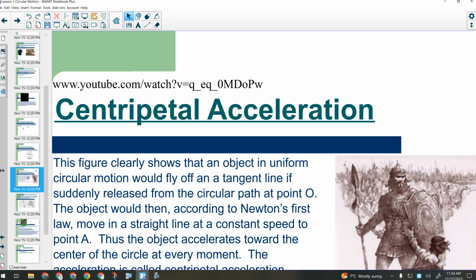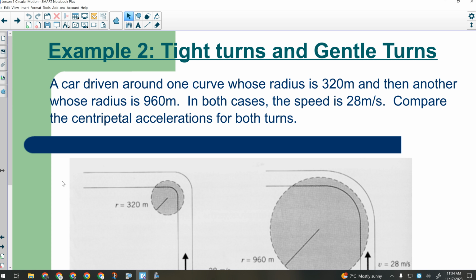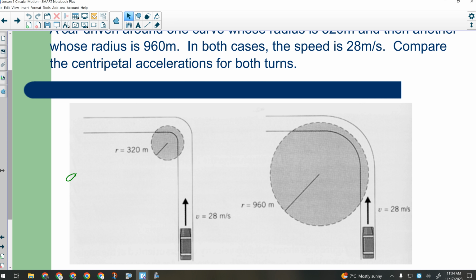So here's what we need to look at today. First thing we need to look at: what things affect the centripetal acceleration of an object? Well, we looked at this formula right at the end of the day. Centripetal acceleration is v squared divided by r, r being the radius of the circle.